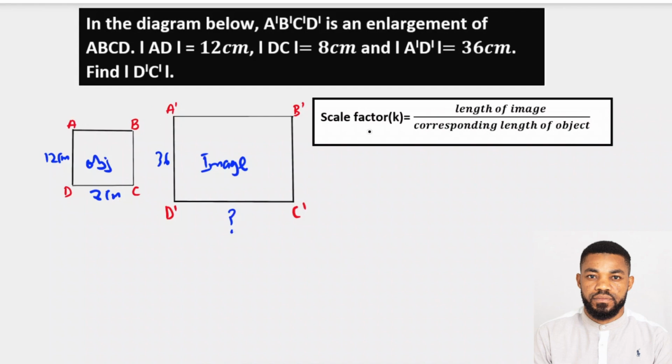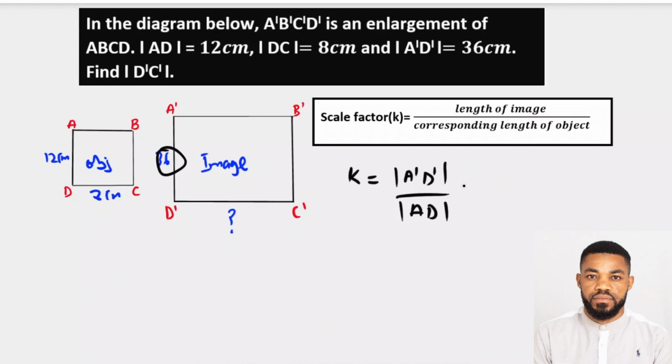So what do we do? We're going to use this formula to find the scale factor. That's the length of the image over the corresponding length of the object. To find the scale factor, which is K, we are going to use a suitable pair. In this case, I can use A1D1 and AD. The reason is that their magnitudes have been given. So we have 36 for A1D1 and 12 centimeters for AD. The other sides we can't use because some of the magnitudes are missing.